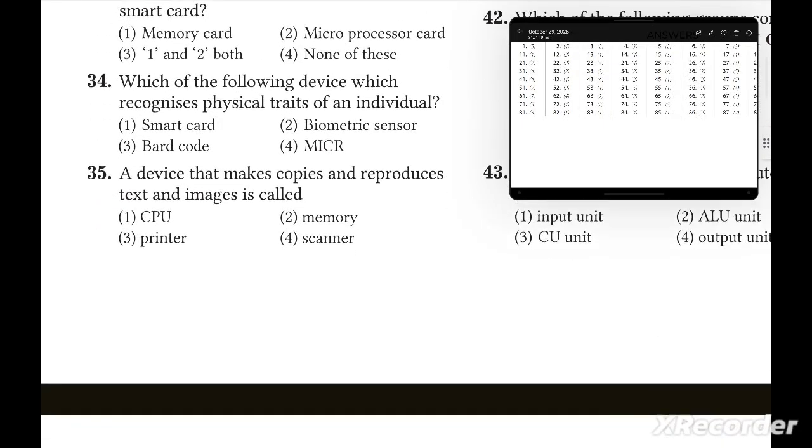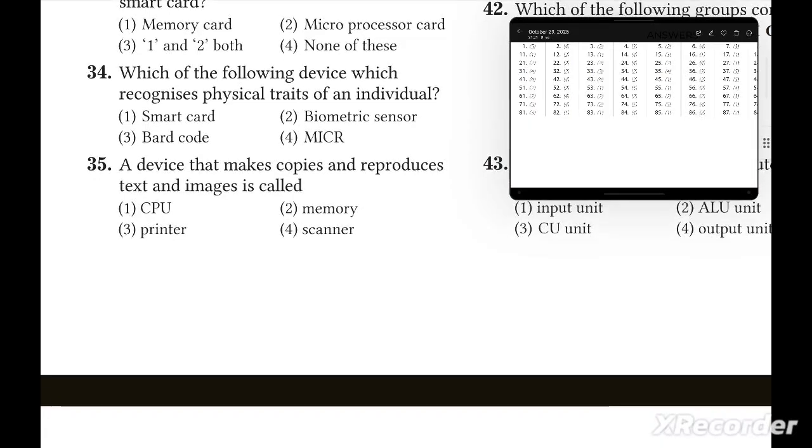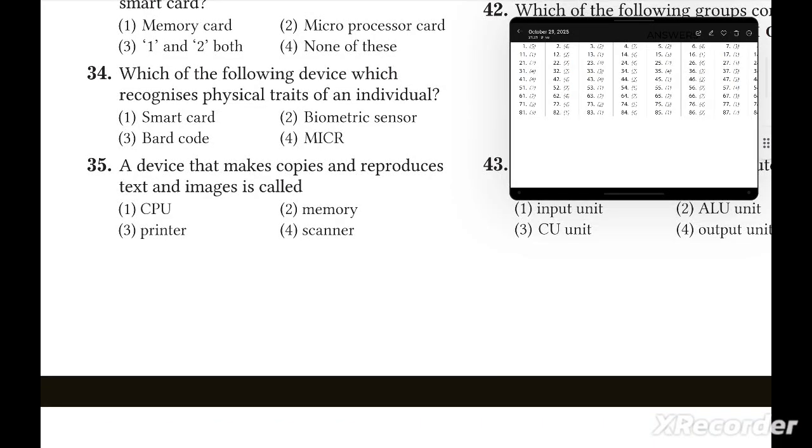Next question, which of the following devices recognizes physical traits of an individual? First, a smart card. Second, biometric sensor. Third, barcode. Fourth, MICR. The correct answer is second, biometric sensor.